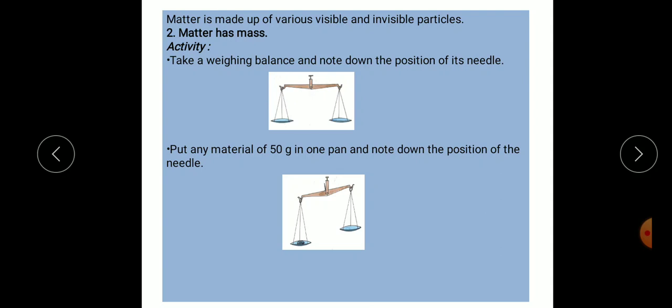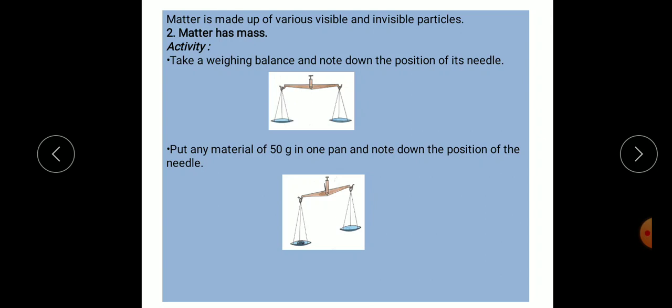Next, matter is made up of various visible and invisible particles. Matter is visible and invisible particles. In the last activity we saw fragrance particles. When you opened a scent bottle, you did not see the particles, but you felt the smell of the perfume. So, okay students, now the second property is that matter has mass.